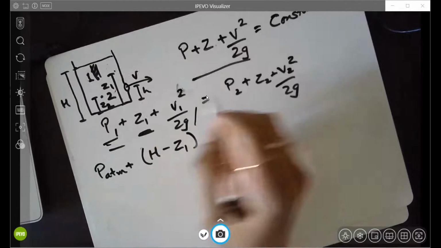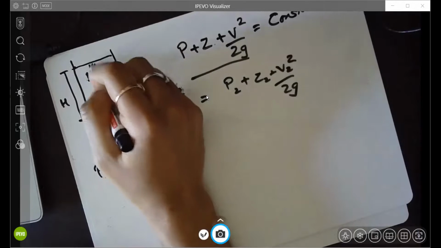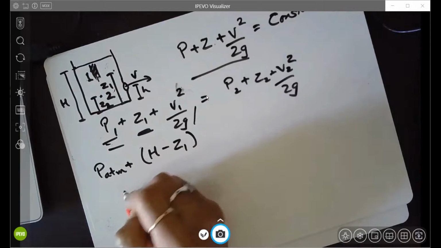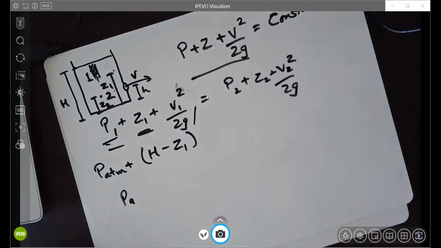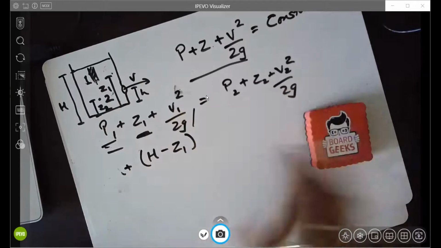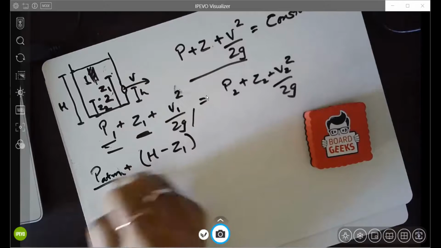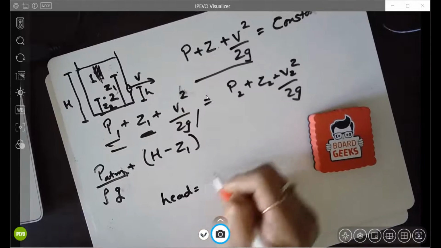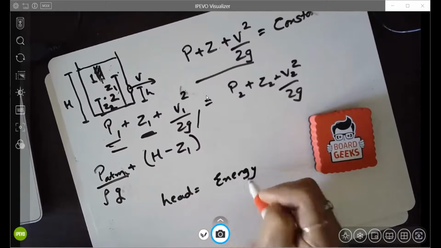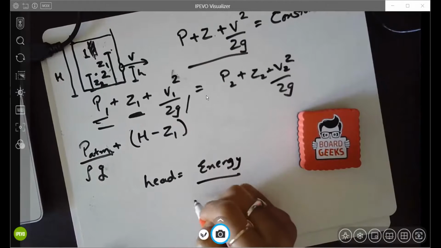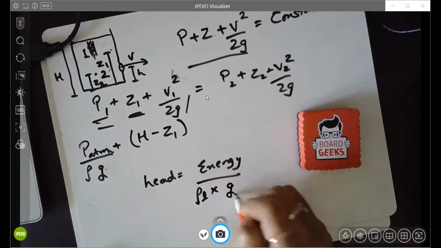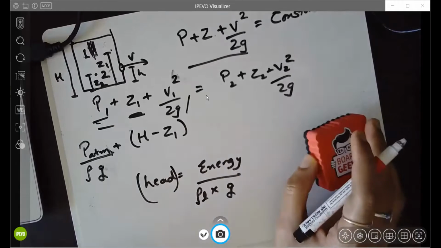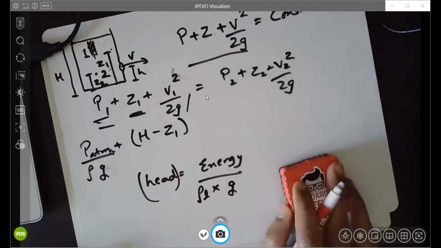P1 is P atmosphere plus the weight of the water column above it. So this H, I'm just putting the heads. So in the case of atmospheric pressure, the head is not exactly P atmosphere, I made this mistake, it's P atmosphere divided by rho into g. To get the head, you always divide the energy by the density of the liquid and the acceleration due to gravity. These terms are basically heads. It's easier to make calculations by using a head rather than using the energy term.